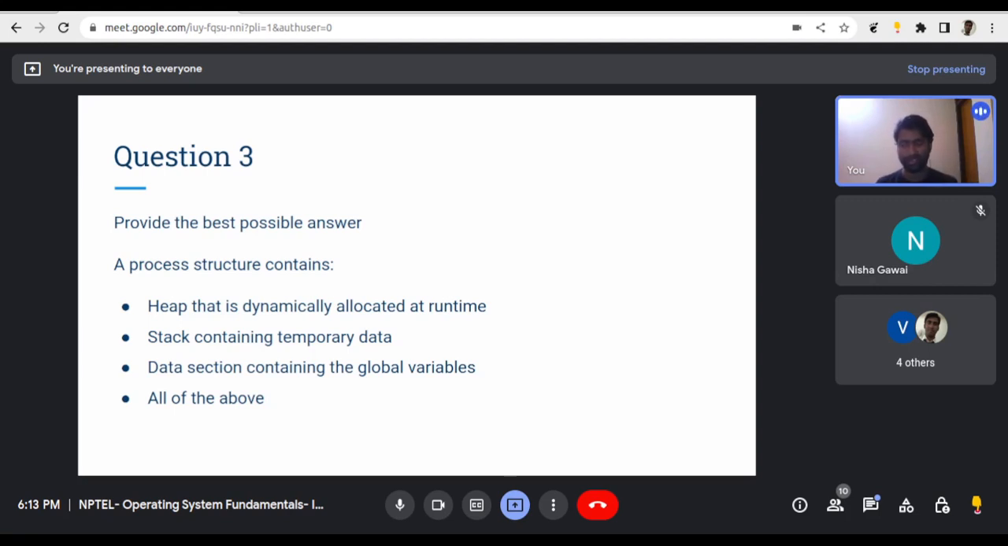So a process structure contains: heap that is dynamically allocated at runtime, stack containing temporary data, section containing the global variables, or all of the above. Which one do you think is a better suited answer for this question? What does a process structure contain? As I said, it defines the whole complete process. It contains the code section and all the data section, all the data that is needed for running that process. All these are present in the RAM of the process. So what do you think is correct among the following?